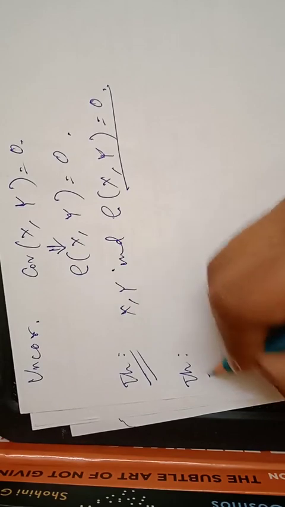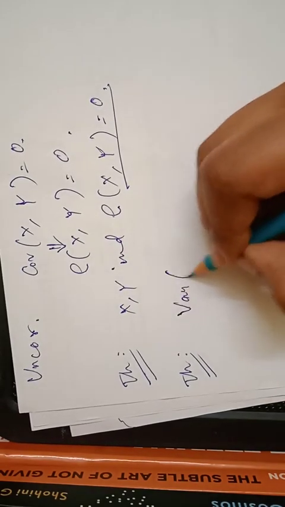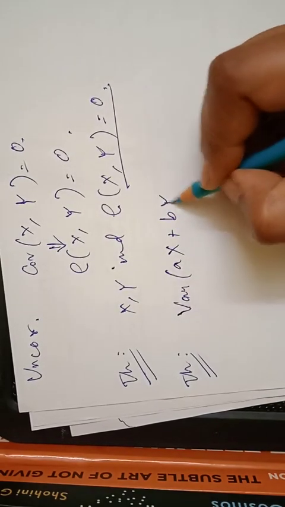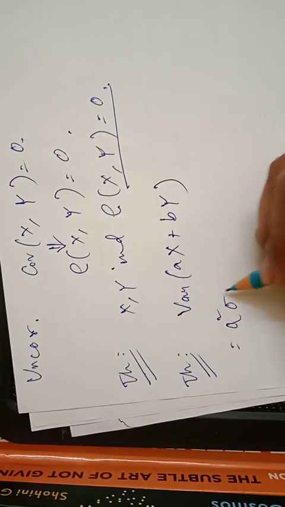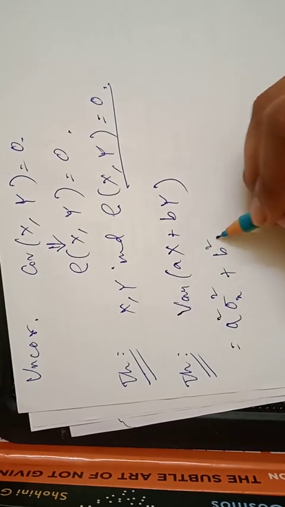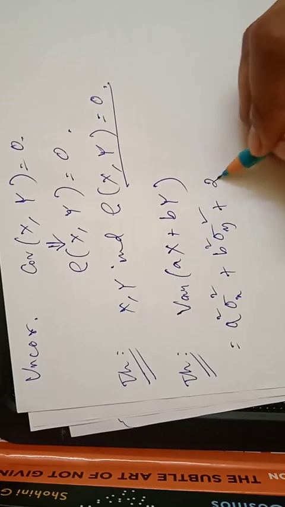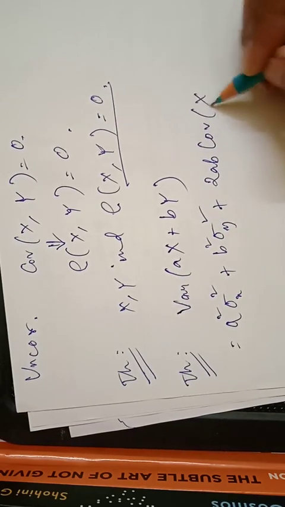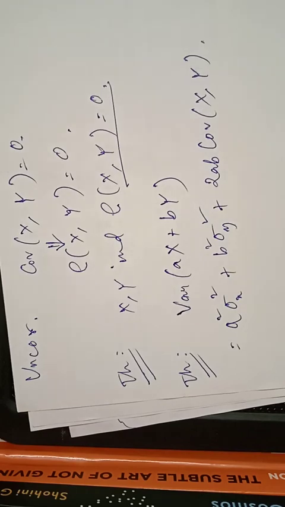Next there is another theorem or property. Variance of ax plus by equals a square sigma x square plus b square sigma y square plus 2ab covariance of x comma y. Okay, the proof is just like the previous one, where we have proved that rho of ax plus b comma cy plus d, that is property number 2, equals to ac by mod a into mod c rho x comma y, just like that.